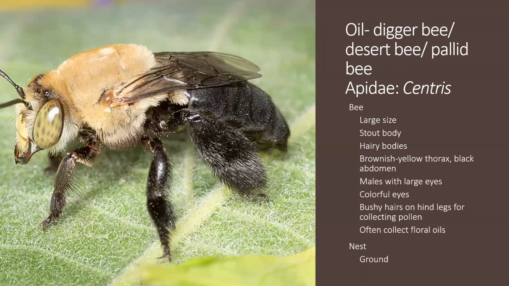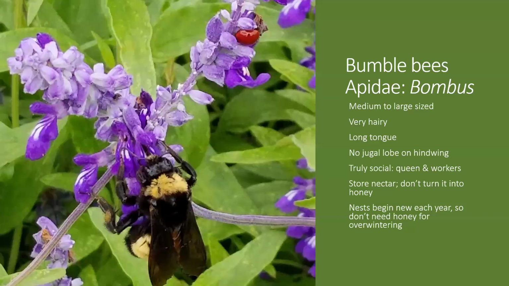And these have very, very hairy or bushy hind legs that they use for collecting and carrying pollen. And these are called oil digger bees because they often will collect floral oils from the flowers that they visit. And these are going to be another ground nesting bee. All right, so those are all of the solitary bees that we're talking about.